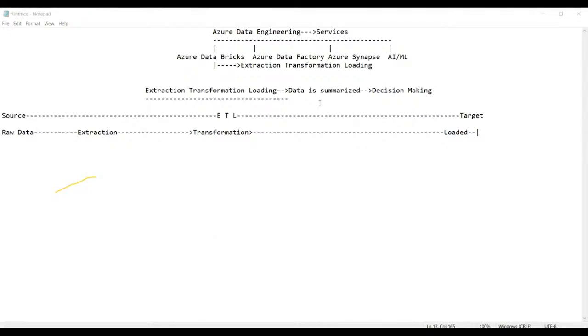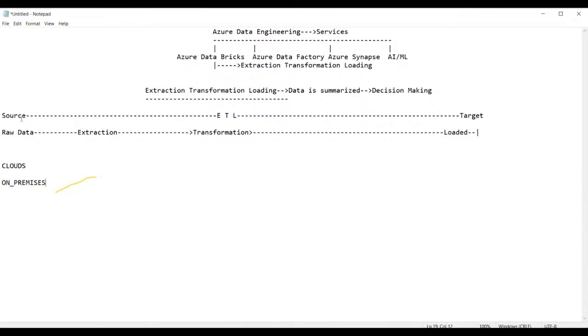Okay. So before we see some examples on how this process actually takes place, let us try to understand a few more things here. Then we'll come back to this. Let us try to understand, first of all, what is a cloud, and what is on-premises?